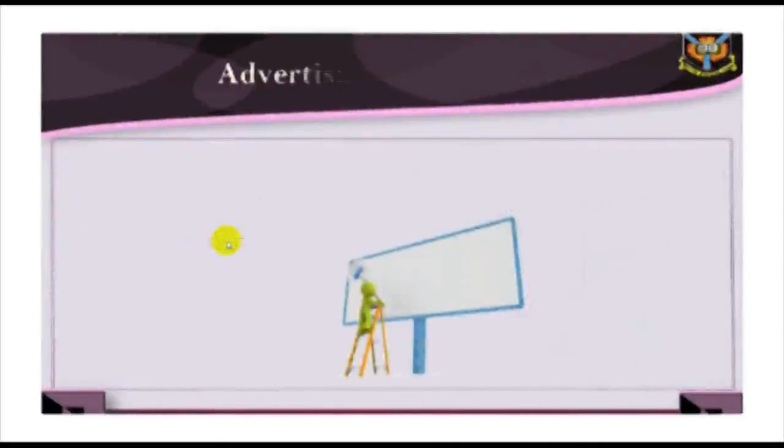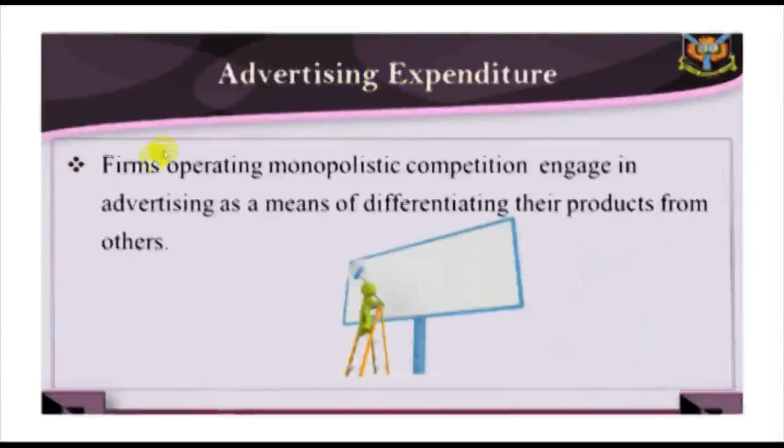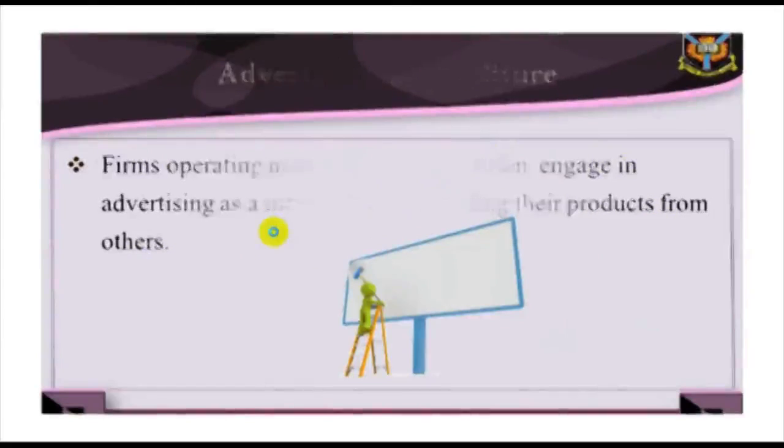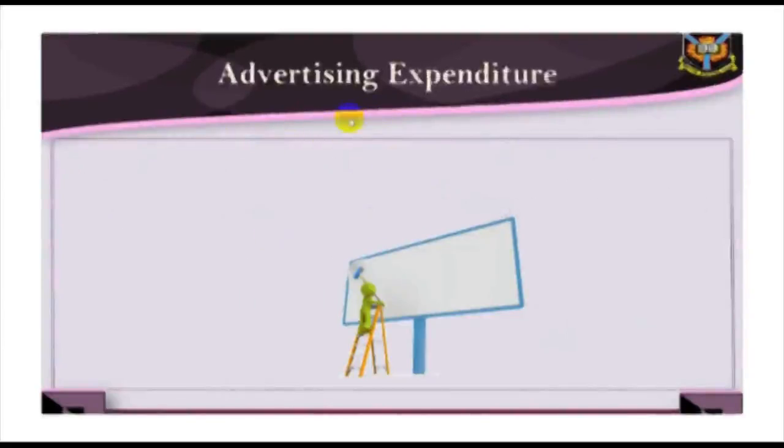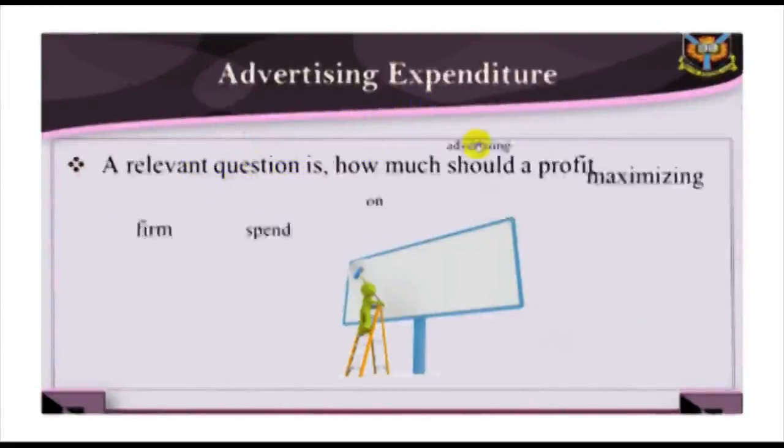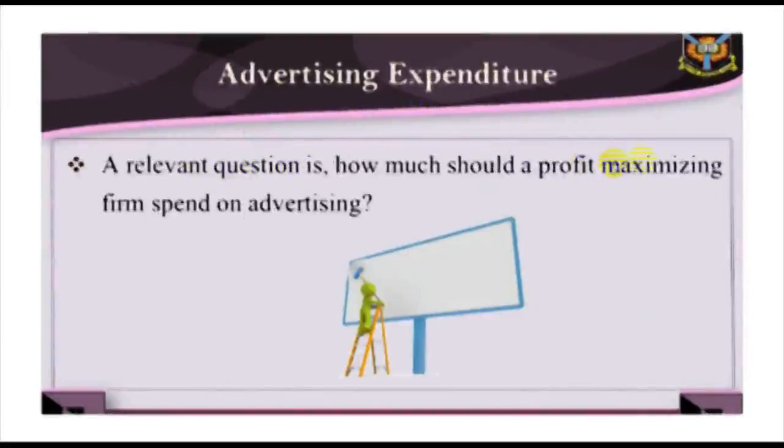Advertising expenditure. Firms operating in monopolistic competition engage in advertising as a means of differentiating their product from others. A relevant question is, how much should a profit maximizing firm spend on advertising?